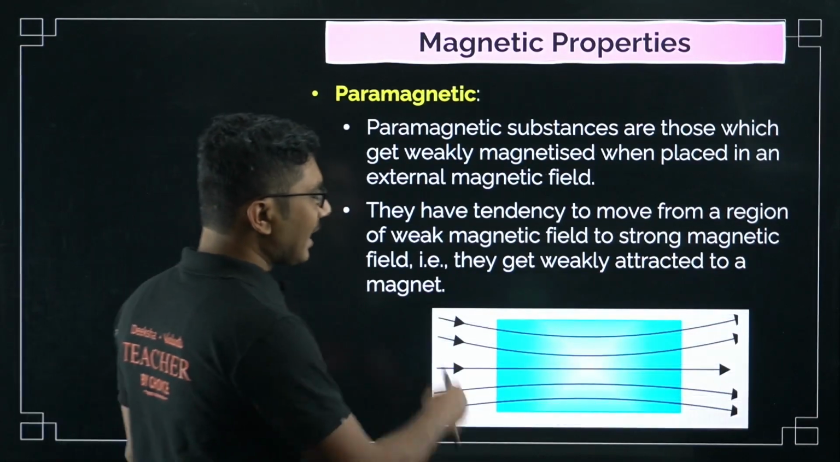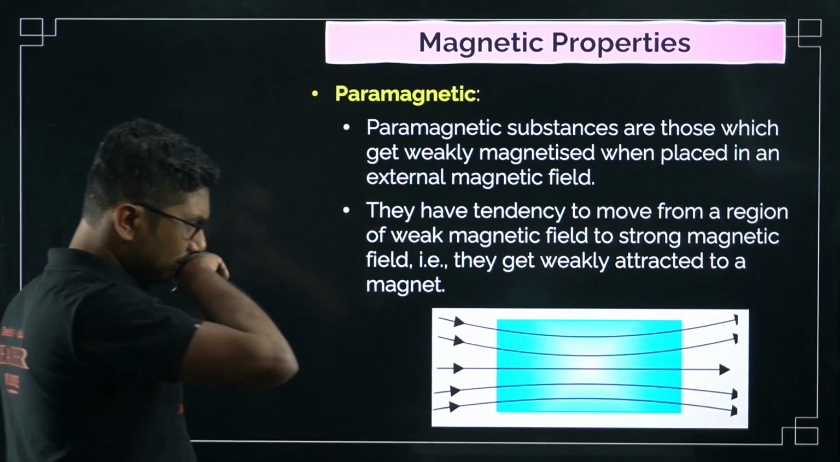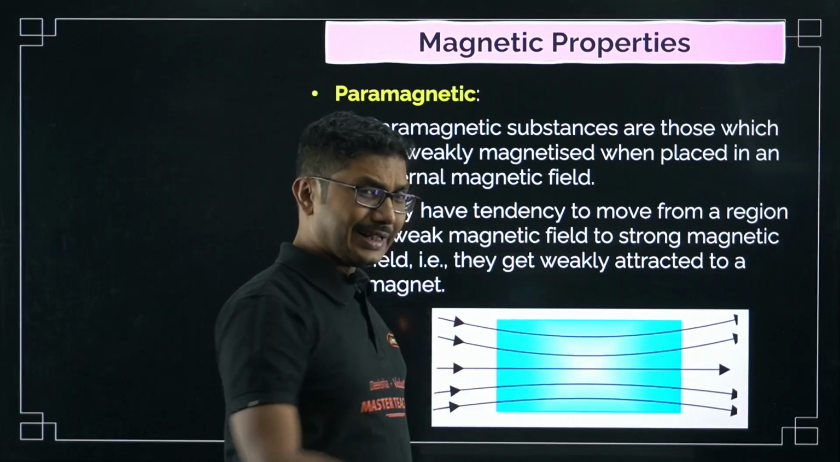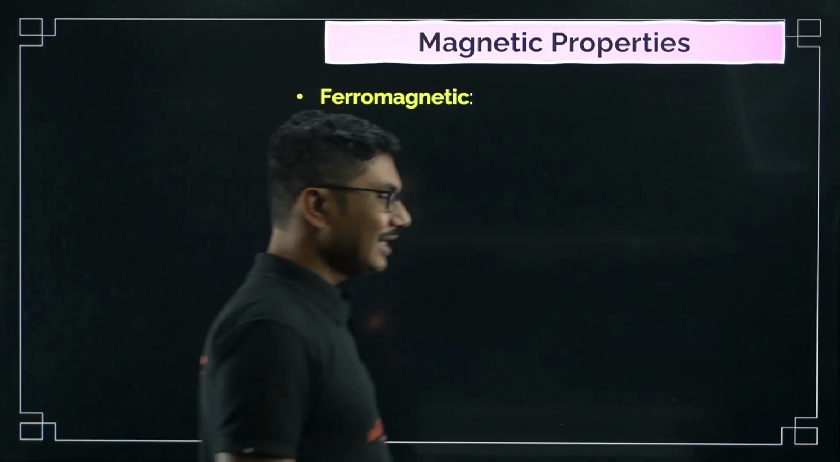As you can see, previously the magnetic field lines were going out, now the magnetic field lines are slowly going in. Now next is ferromagnetism. This is the class topper.